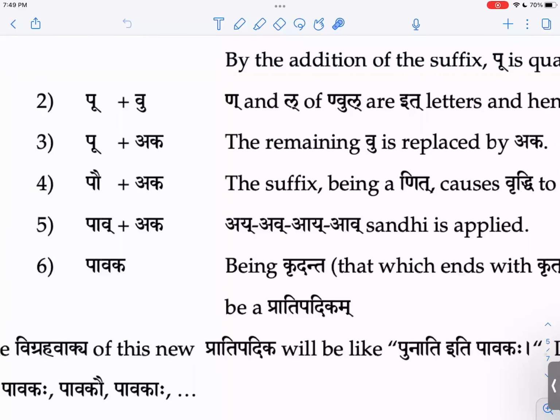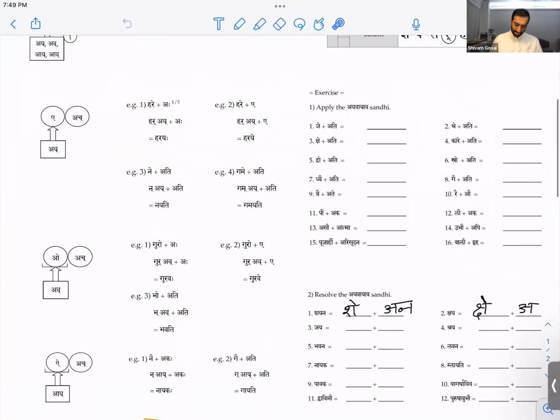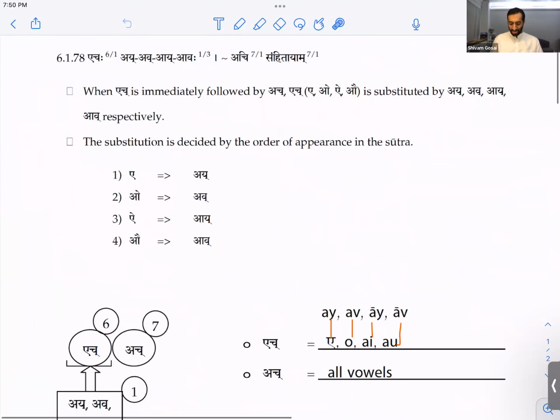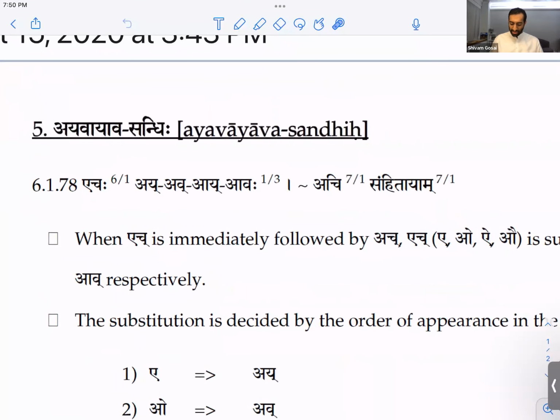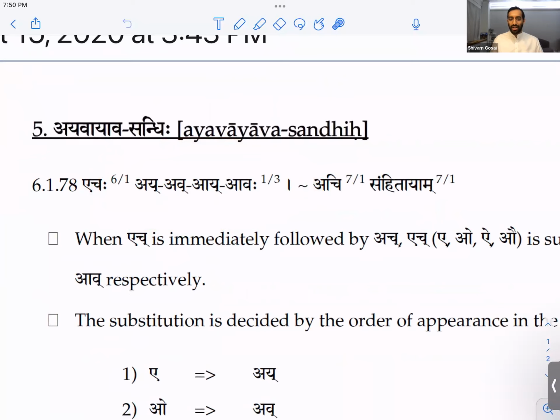The second question is, the ayavayava sandhi. We say ayavayava. Shouldn't we pronounce it as ayavayav? Yeah, so correct. Because it is av. It is av at the end. Yeah, it should just be ayavayav sandhi, but the way it says it in the sutra, they add an extra akara and they decline it as 1-3. So that's why we say ayavayava sandhi.